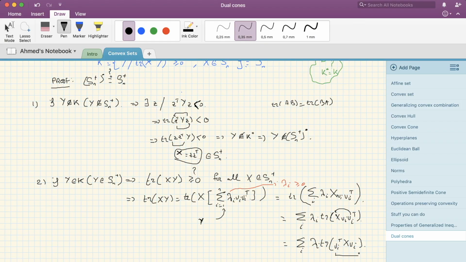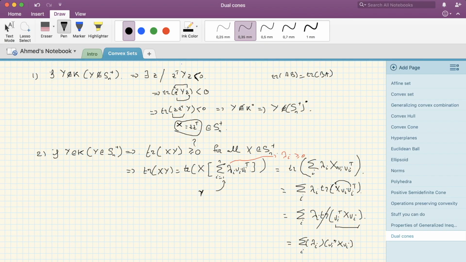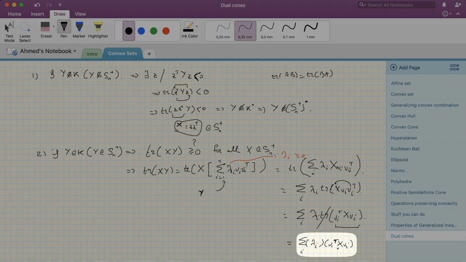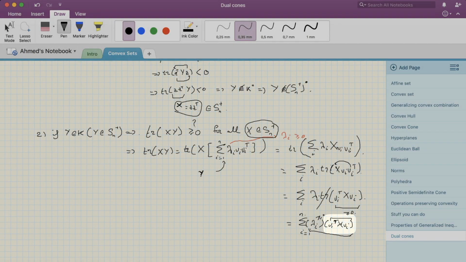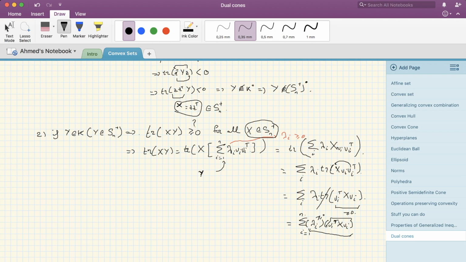So I will end up with something like this. Now, look at this term right here. It is a sum of n positive entries, because lambda i is positive, and vi transpose x vi is also positive because x comes from Sn plus. So by definition, this term is also positive. So what is a product of two positive numbers? It's also positive. Therefore, the sum of n positive terms is positive.